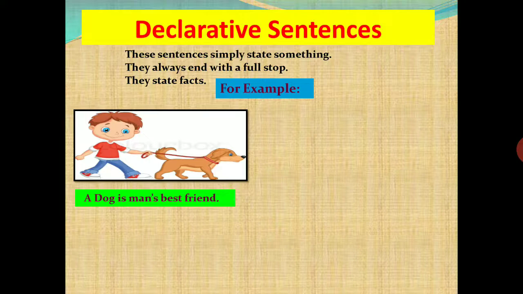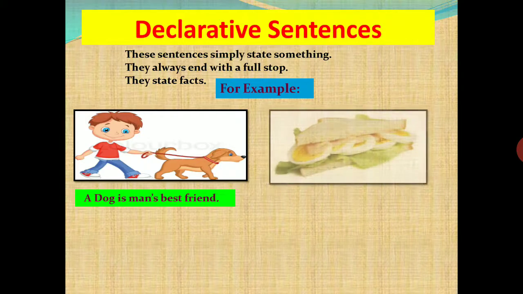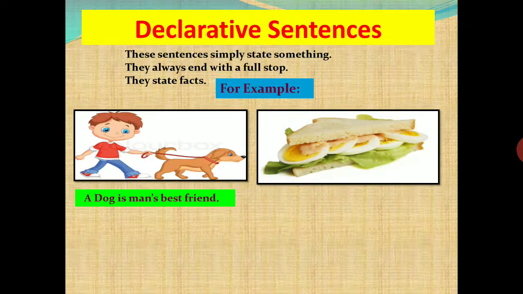First one is, "A dog is man's best friend," which is a fact. Every day in the morning, when we go to the park or the garden, we see that many people bring their pets with them. Why? Because they consider the pet to be their best friend. The next one, which is the picture, "Yummy sandwich." Yes, the sandwich is very tasty. Mama has cooked a sandwich for you and it is very tasty. So it is giving me a complete idea.